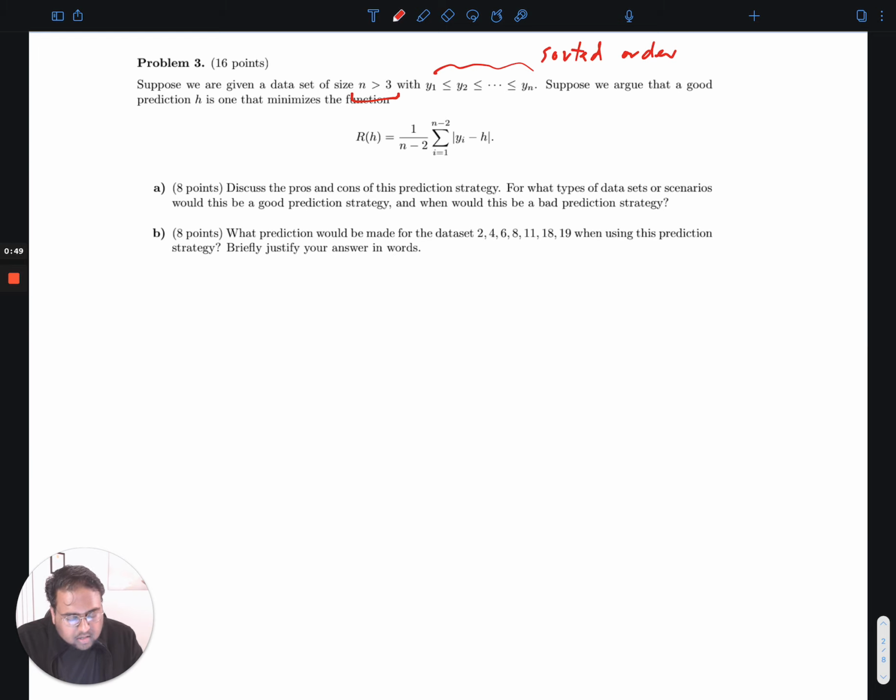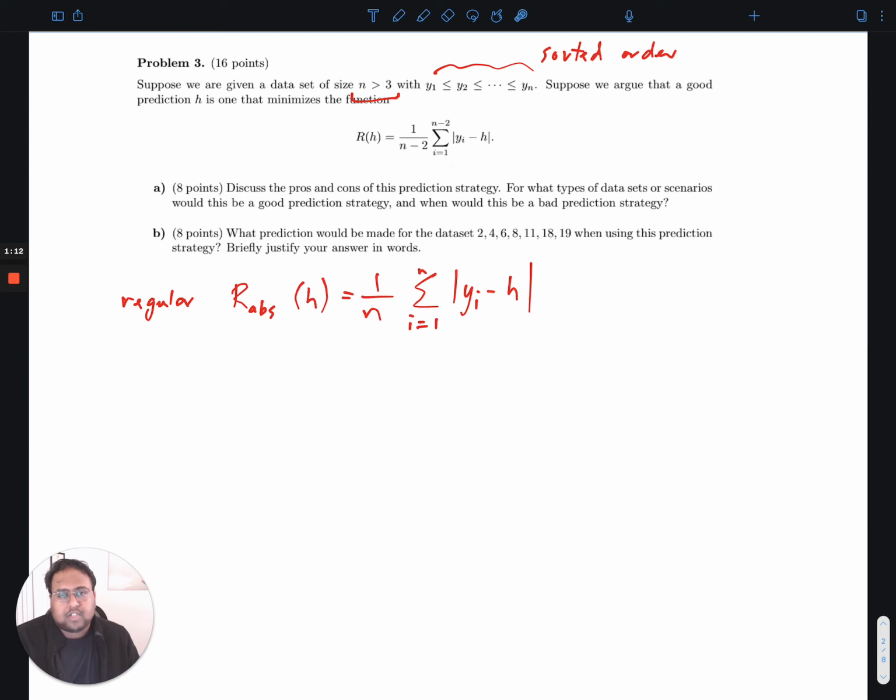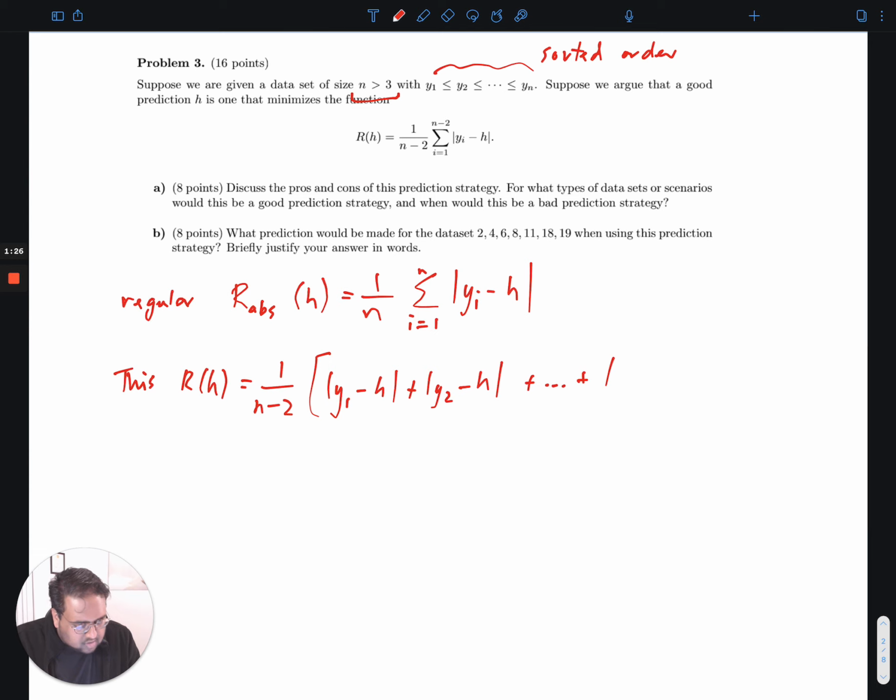Like I said, it looks like mean absolute error, but wherever mean absolute error has an n, this has an n over 2, right? So regular mean absolute error looks like this. This is almost the same, it just stops at n minus 2. If you expand this out, you have the absolute value of y1 minus h plus the absolute value of y2 minus h, and so forth, until the absolute value of yn minus 2 minus h.